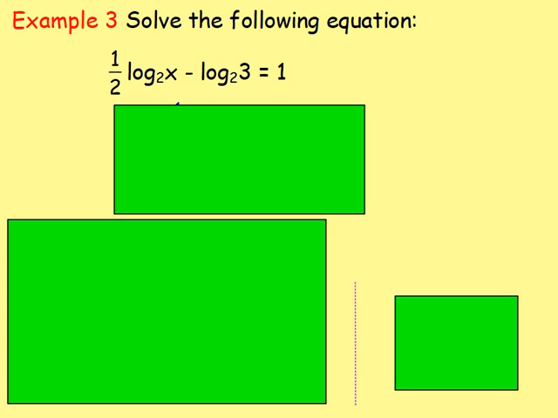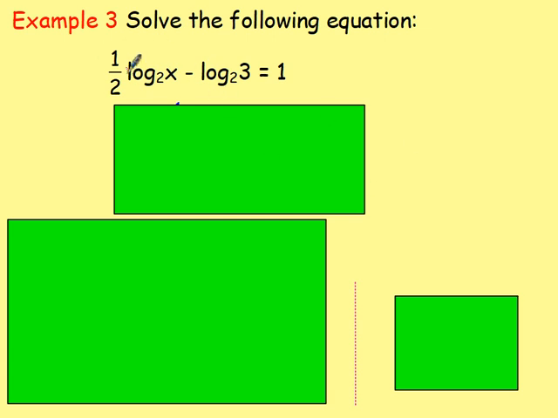Example 3, solve this equation. A half log base 2 of x, take away log base 2 of 3 equals 1. So for this one, a little bit trickier. You can't just think, right, we've got the same base, so multiply the 3 and the x together, because you've got this half in front of the log here.